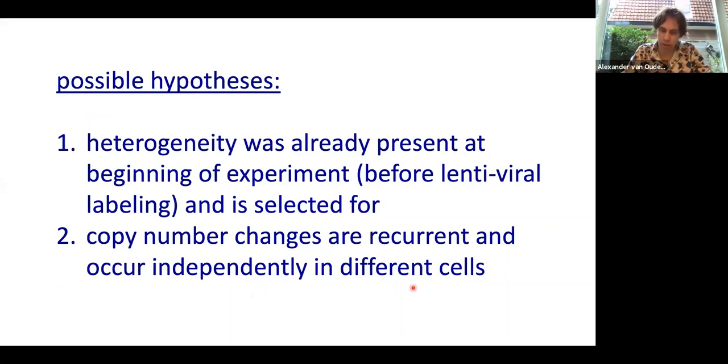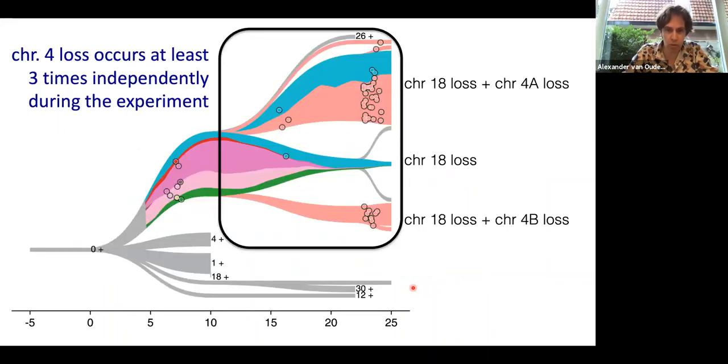So rather than having one founder cell that creates a clone of chromosome 18 loss, there are many founder cells that basically lose chromosome 18. And this hypothesis is supported when we look at the somatic mutations. But before going there, I want to show you one more thing.